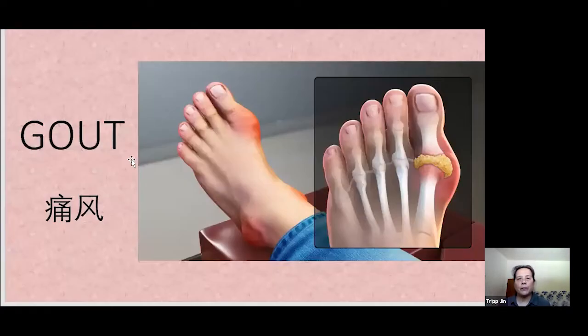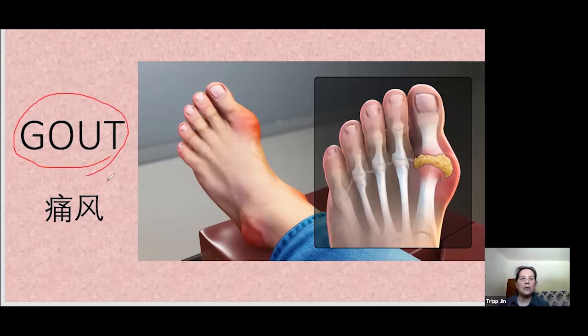Another illness. Still a joints problem: gout. I believe you heard about this illness before. Most people show it on the big toe. There is some inflammation there that causes swelling and pain, so you can see the swollen and painful area here. But truly, sometimes it also causes internal organ problems, especially in the kidney.